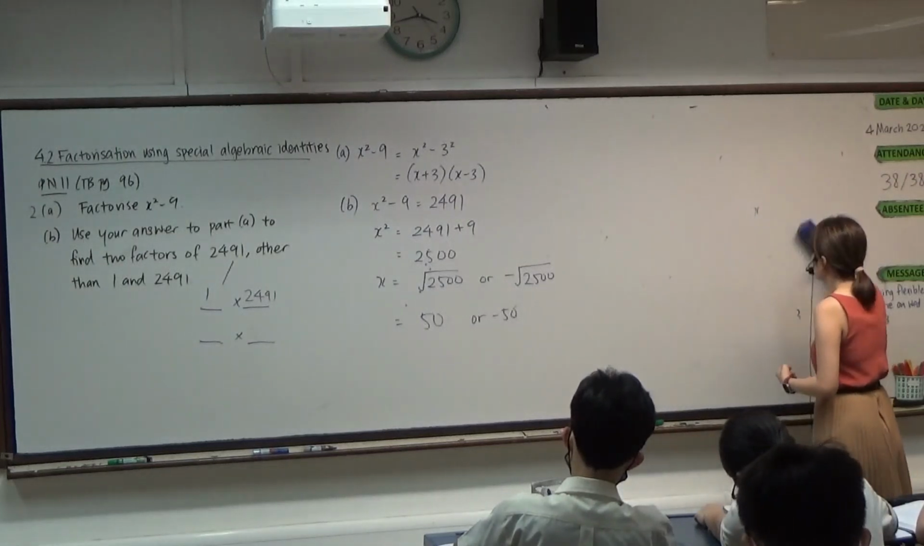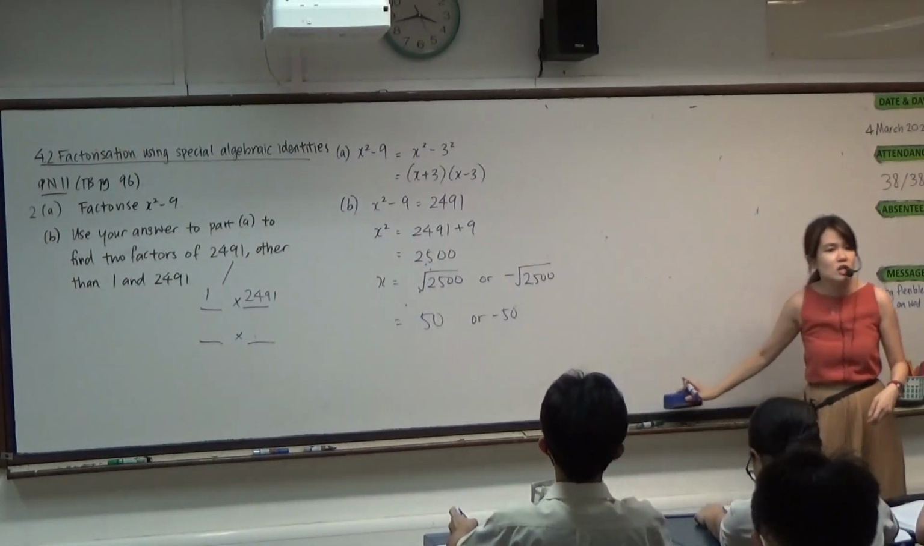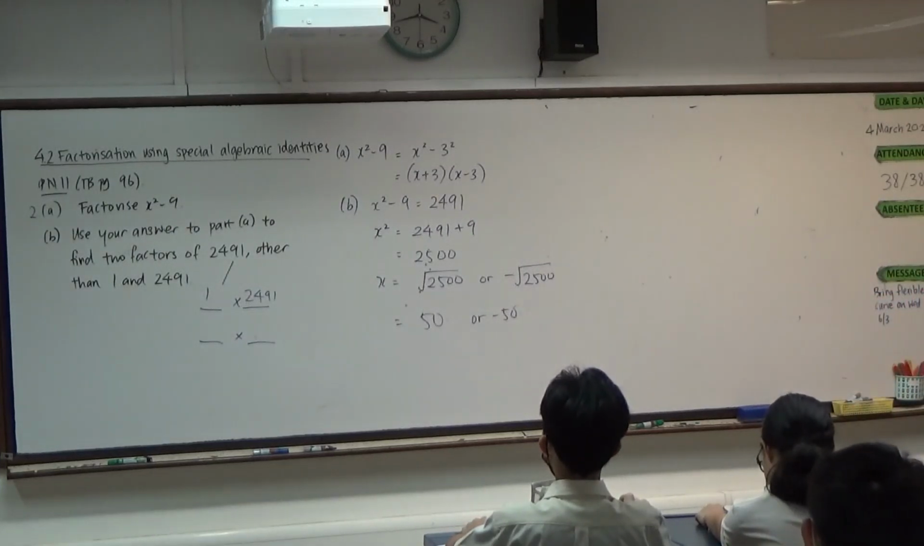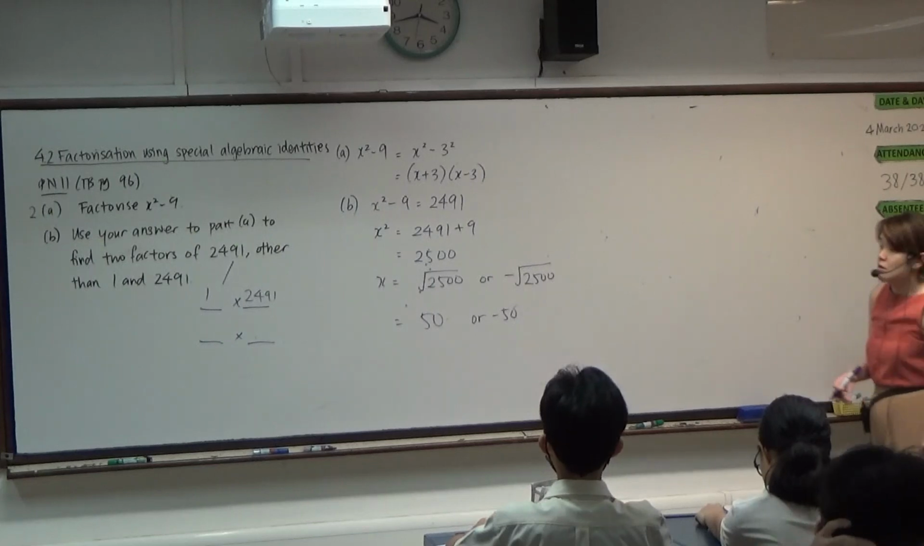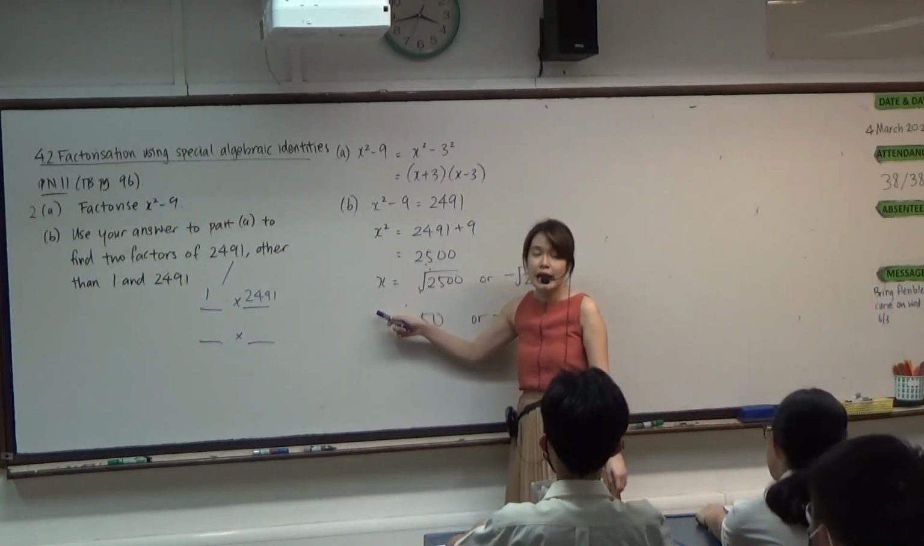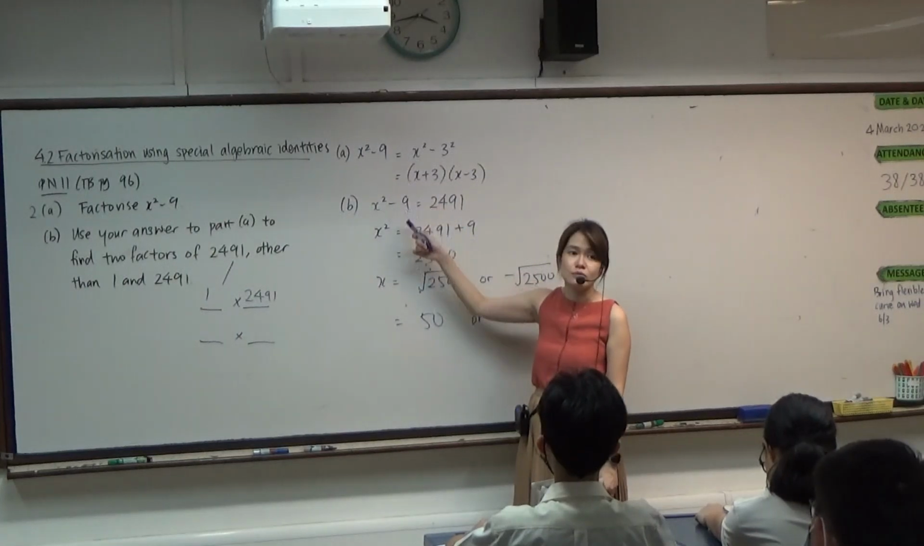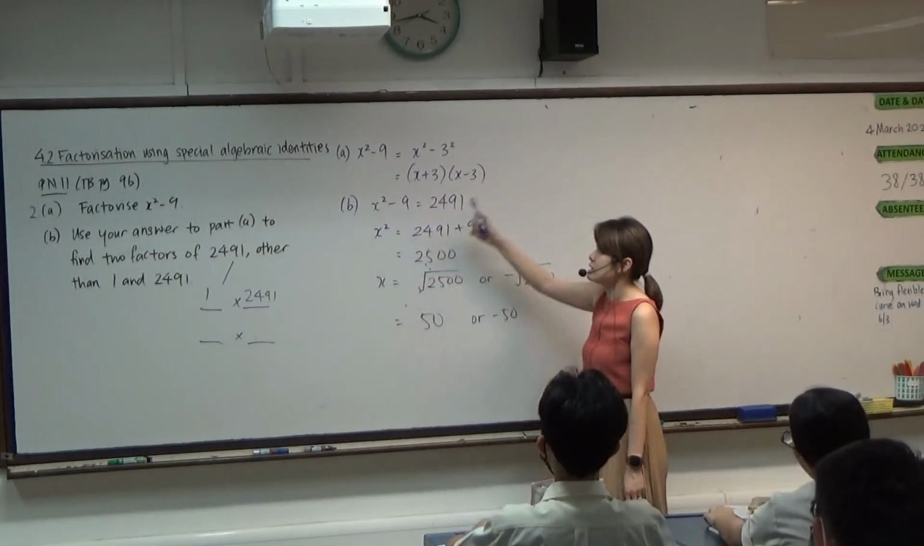But that is not all. Was the question asking us to find the value of x? No. The question is asking us to find the two factors. x is not a factor. x is just a solution to this equation. I'm making use of part A to solve this. How am I using it?